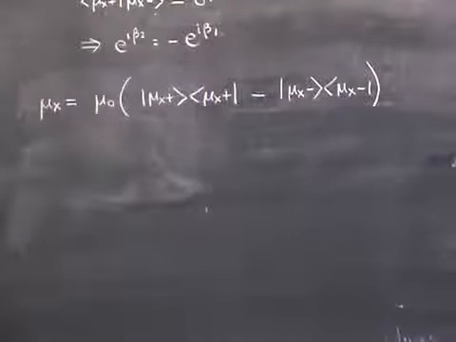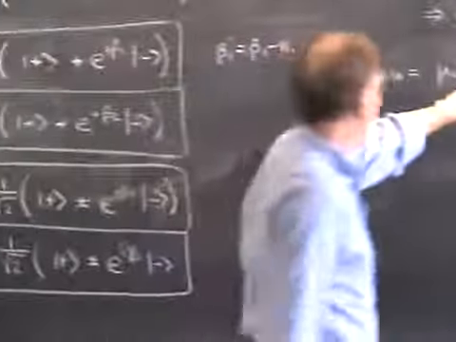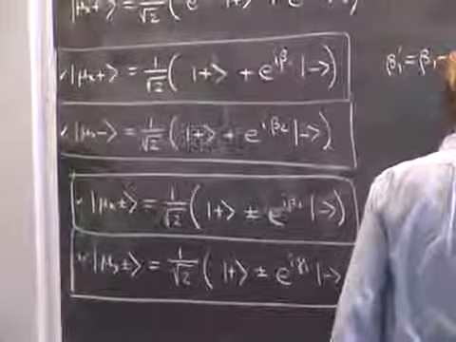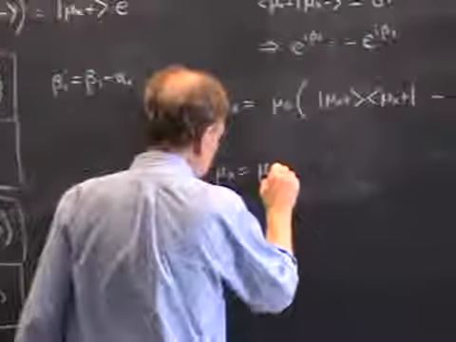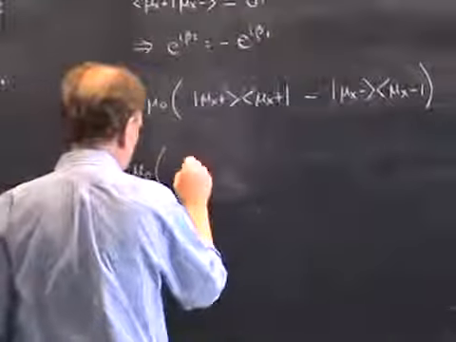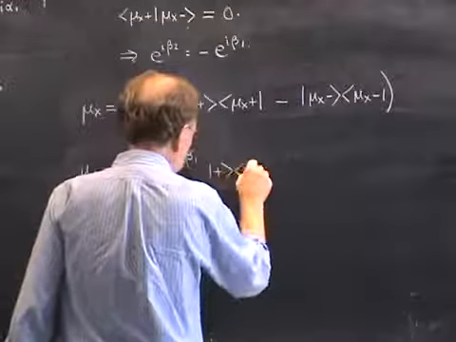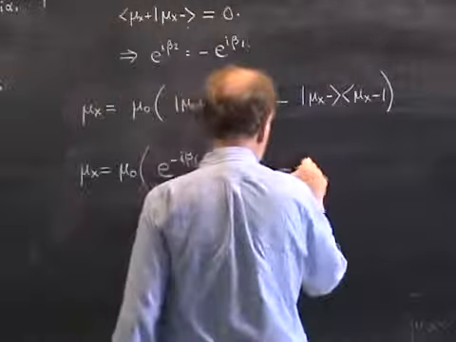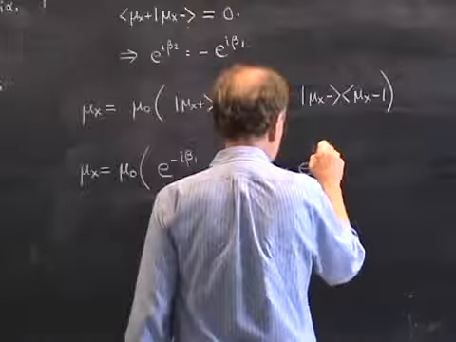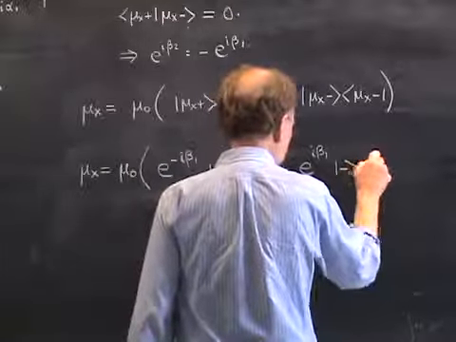And if you take this mu x plus expression down here and plug it into here and do the algebra, you'll find that mu x is equal to mu 0 times the following. It's e to the minus i beta 1 times the outer product of plus with minus, plus e to the plus i beta 1 times the outer product of minus with plus.